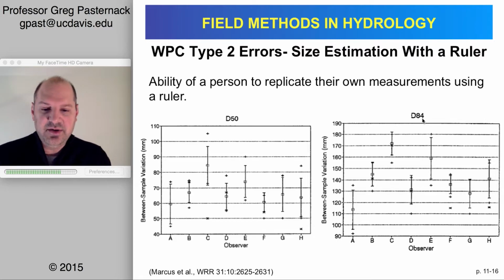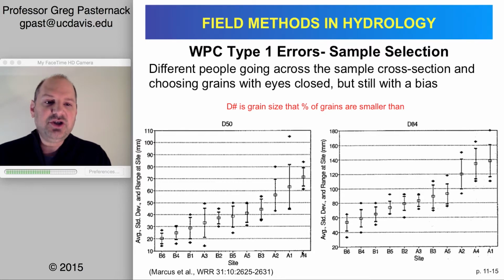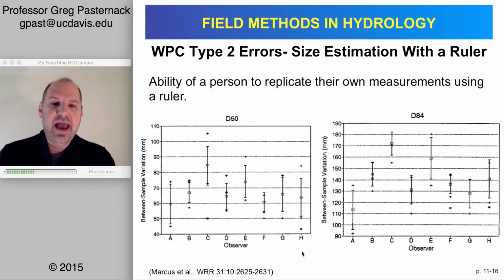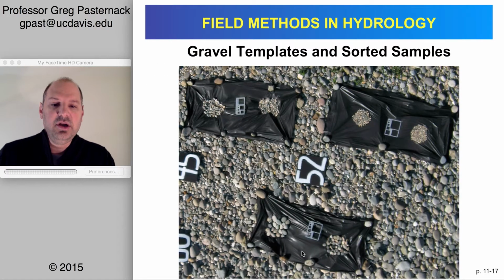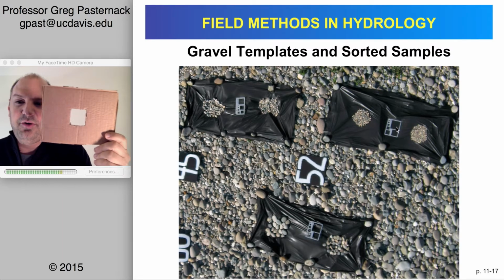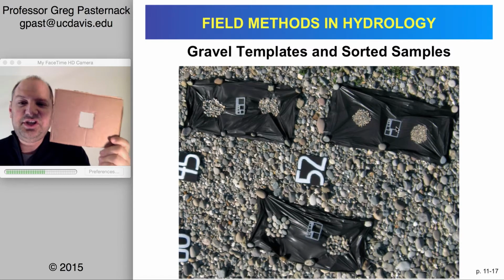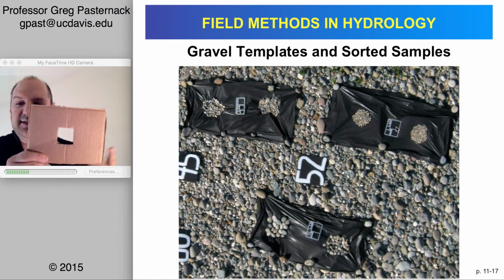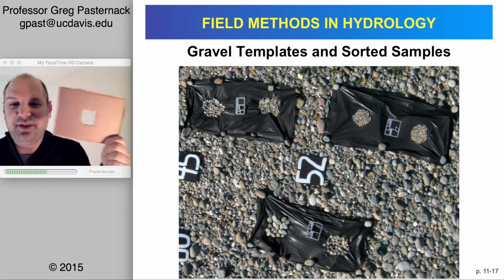So this study that was published by Marcus et al. in Water Resources Research just shows that there's a lot of problems with the methodology of a Wolman pebble count, as well as using a ruler. So one of the solutions to that is to substitute out a ruler with a gravel template. A gravel template is just like what I have in my hand. It's a single sheet of metal that has pre-cut out squares of set sizes. And mine in my hand only has one.